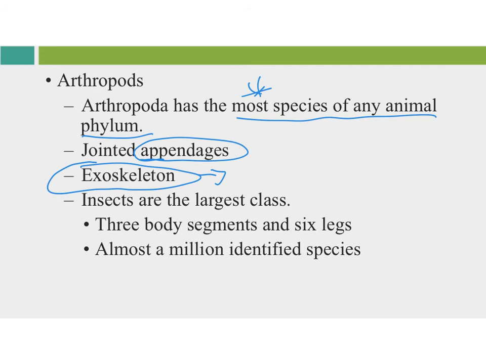Okay? Now, you have insects. Insects are the largest class, and they are pretty easy to tell apart from other arthropods. Adult insects have 3 body segments with 6 legs. Those are very important characteristics. And then there's almost 1 million identified species.